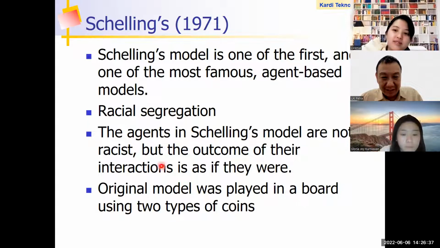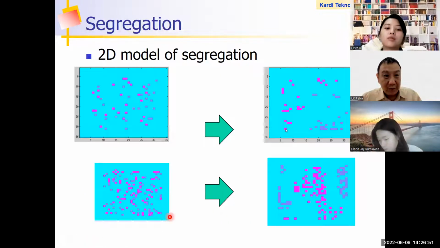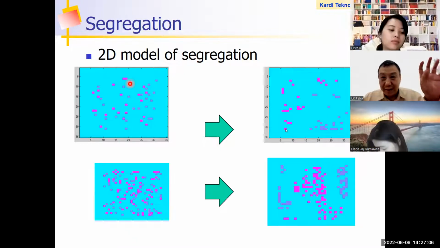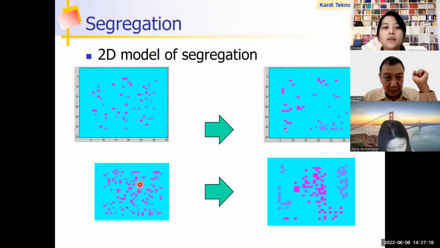So okay, let's do this. Originally, of course, Schelling was not doing it on a computer, so he just used a board. You can maybe use this as a board game using two types of coin. So you give color. Say this is 2D. Initially I created it randomly, I put pink and blue. A pink cell represents one agent. And then eventually it will become segregated. You see, eventually it will become segregated.